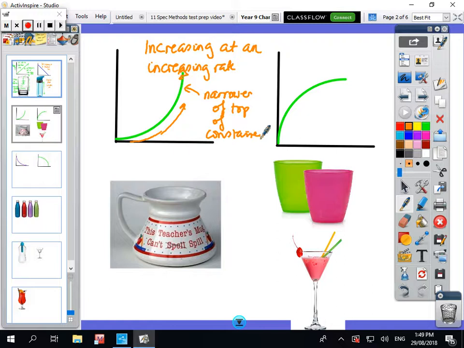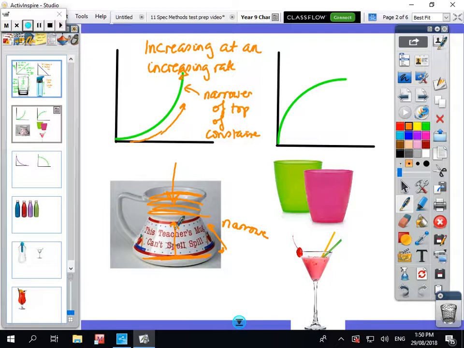With this picture here, if I can just take off the top bit, the shape is big at the bottom, and then the shape gets narrower. So if I was pouring liquid in, it's going to start slowly, and then as it goes up, the height will get quicker and quicker.